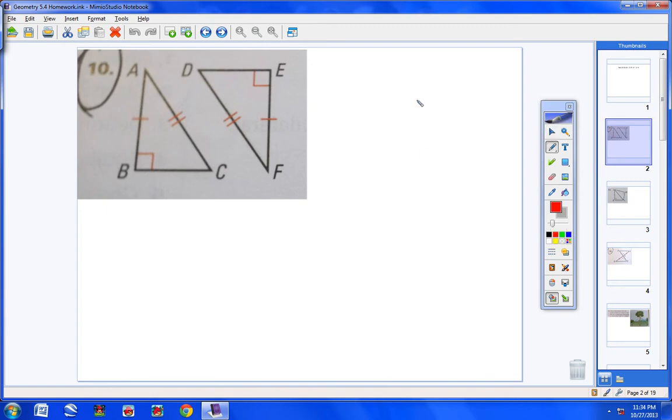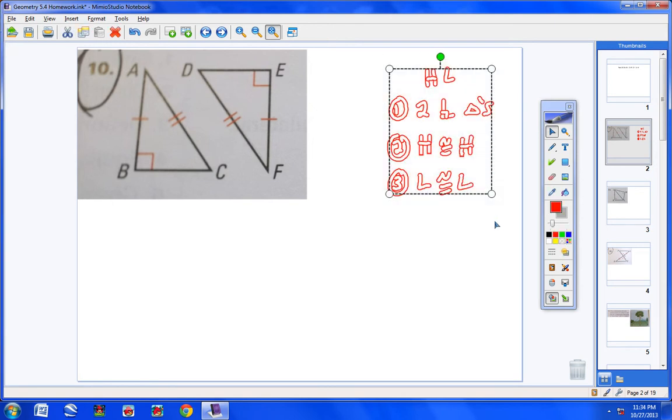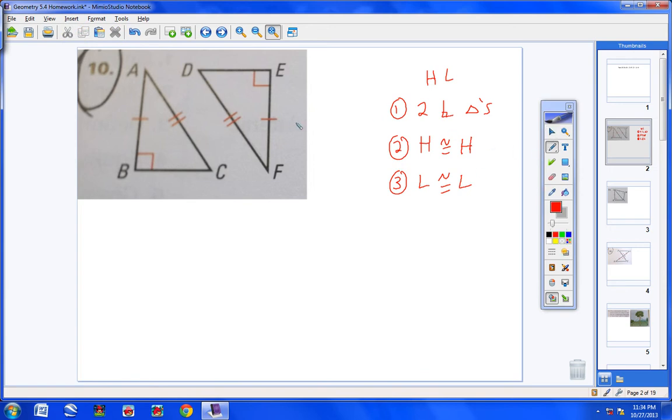Now remember, first of all, to use the HL theorem, we have to have three things. We have to have two right triangles. We have to have a hypotenuse congruent to a hypotenuse. And we have to have a leg congruent to a leg. Now let me very quickly cut and paste that so we can use that for the rest of this video. And here we go. Let's run our little test here.